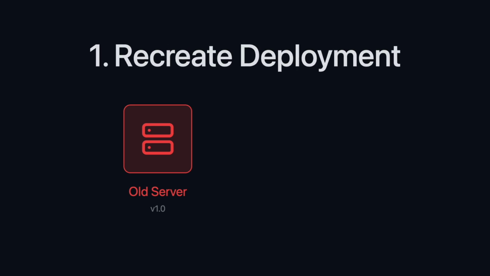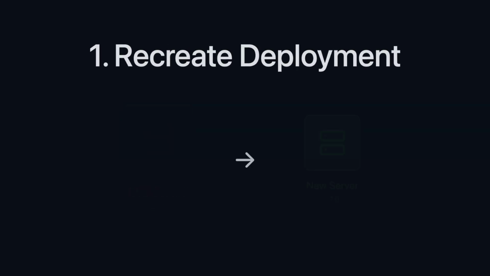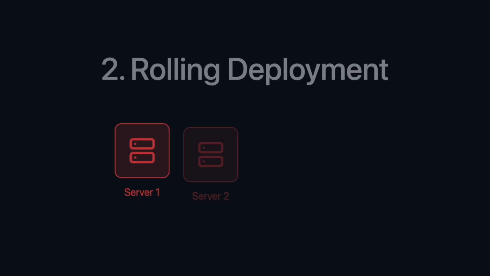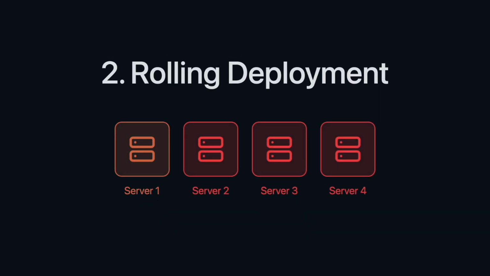Recreate deployment. Stop the old version, start the new one. Simple, but causes downtime. Rolling deployment updates servers one by one. No downtime, but mixed versions can cause bugs.